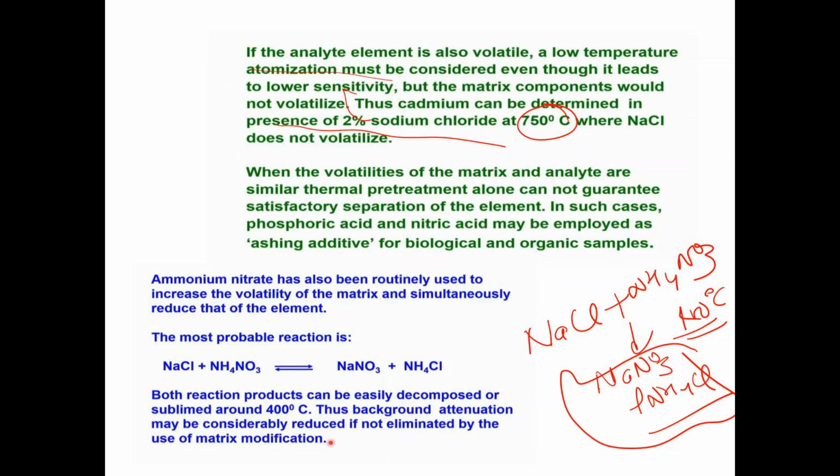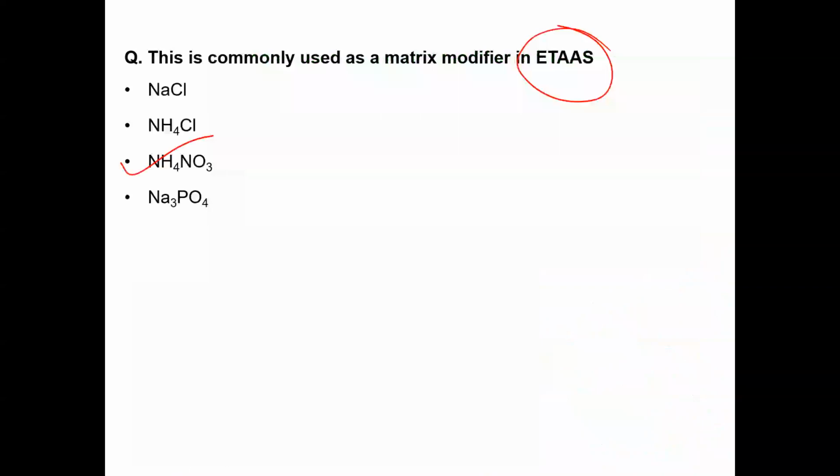There are several other matrix modifiers also, like lanthanum for lead, phosphoric acid for cadmium, calcium nitrate for magnesium, potassium dichromate for mercury, and magnesium nitrate for manganese, aluminium, chromium, cobalt, nickel, etc. Apart from increasing the stabilization temperature to 1200 to 1400 degrees Celsius, numerous interferences are also eliminated when these modifiers are used. So this is the right answer.